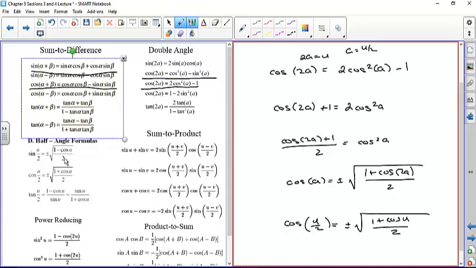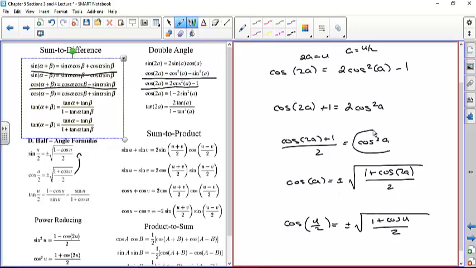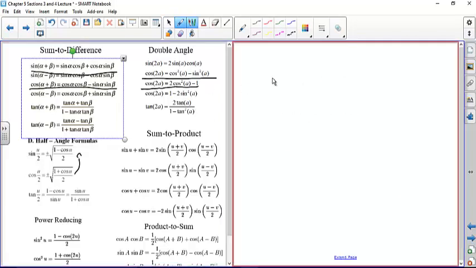And then I think you'd use the Pythagorean identity to get the sine of u. If you started at this point and replaced cosine squared of a with 1 minus sine squared of a, then you'd subtract 1 from both sides, and so I think that's how you get those. Okay, so half angle formulas are not used as much. Double angles, yes, more so.